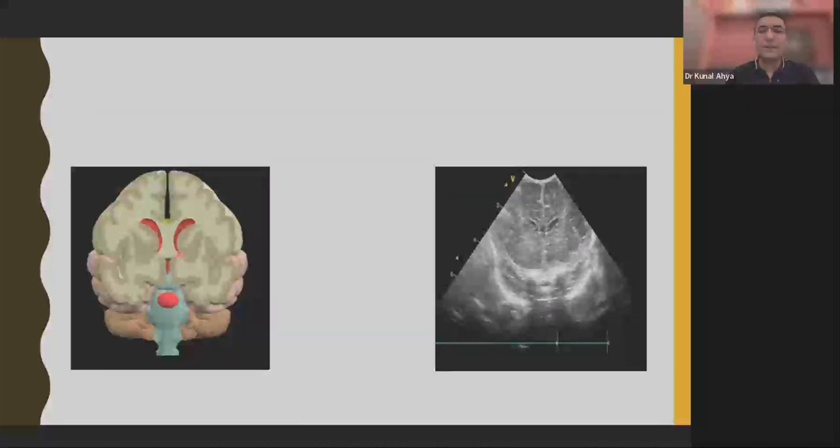So now what is this structure? Yes, it is the lateral ventricles. Then what is this structure? Here, what is this hypoechoic area? Yes, cavum septum pellucidum.